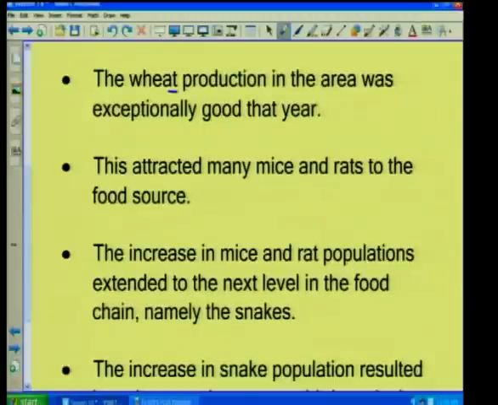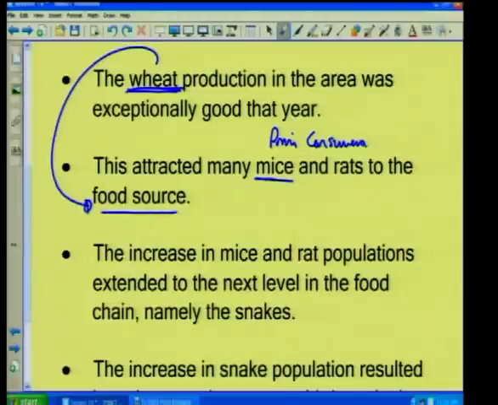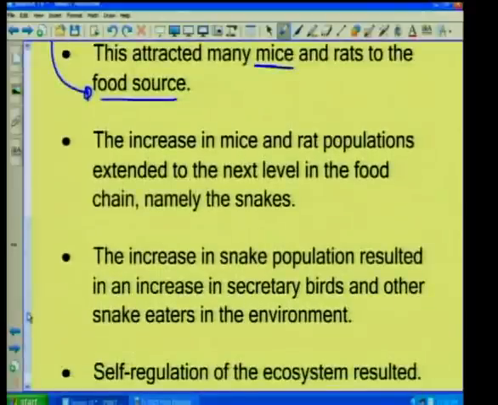There was lots of wheat, okay? Now remember, wheat is the producer in an ecosystem. The area is exceptionally good. This attracted mice. Mice are your primary consumers, okay? And why? Because lots of wheat is produced, that wheat becomes a food source for our little mice. The increase in the mice and rat population extends to the next level of the food chain, namely snakes. Now the snakes, remember, are predators in this case.